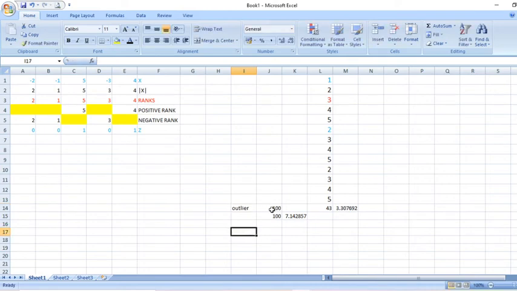Outlier. So the box plot can be used as a tool for outlier detection. Okay.